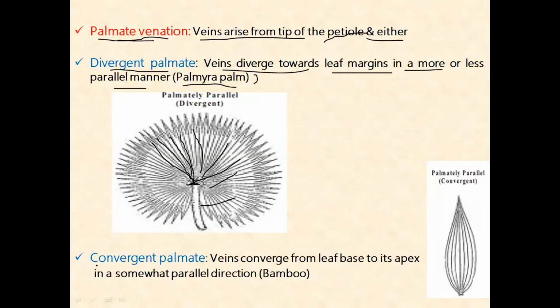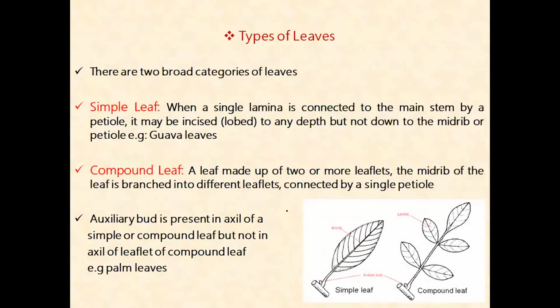The next type is convergent palmate. Here the veins converge from the leaf base to its apex in a somewhat parallel direction. It occurs in bamboo. You can see here, from the leaf base the veins arise and run parallel to each other towards the apex of the leaf. So it is known as convergent palmate venation.